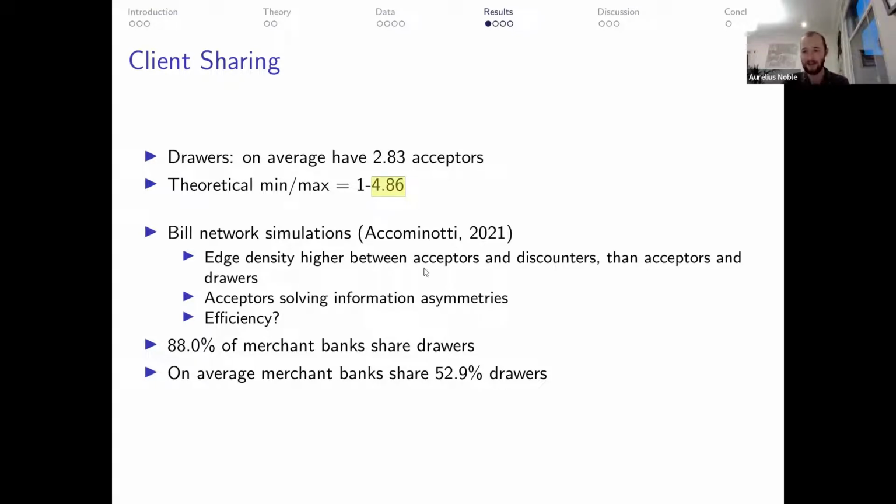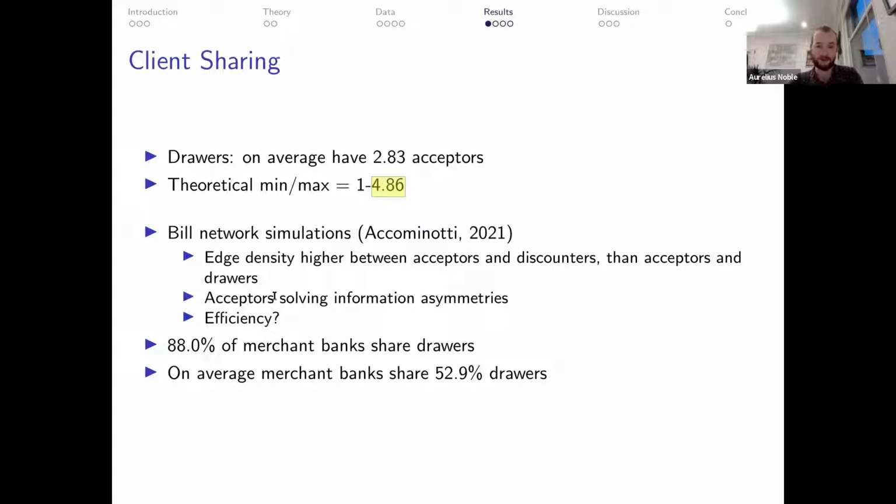And so what this is suggesting to us is that there is some sort of relationship between borrowers and acceptors, right? They're not just selecting these things at random, but at the same time, it's not the case that acceptors are conveying unique information or unique borrowers to the market.